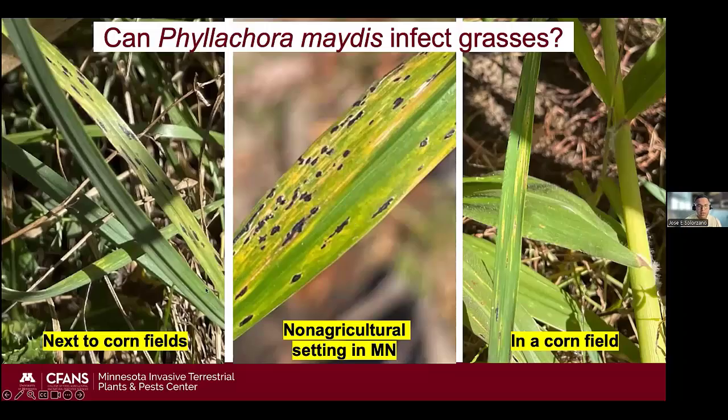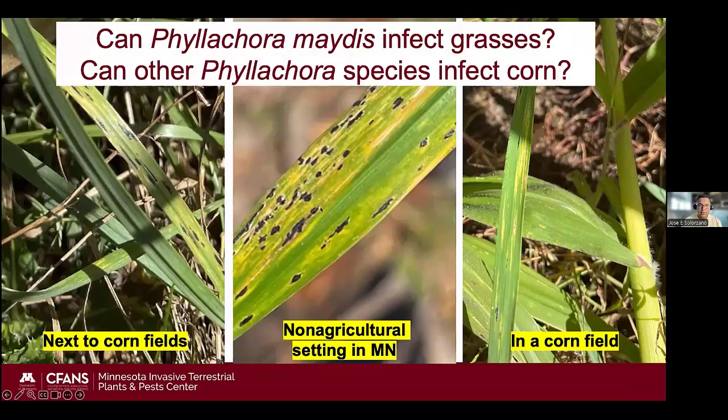So while I've been doing this, I've found grasses with tar spots next to cornfields. I have also found grasses with tar spots in non-agricultural settings in Minnesota. But what I mean by this is a place that is far away from a corn farm. And I have also found grasses inside of cornfields or in between cornfields with tar spots. So this raises the question, can Phyllachora maydis infect these grasses? And the other question that it raises is, can other Phyllachora species infect corn?